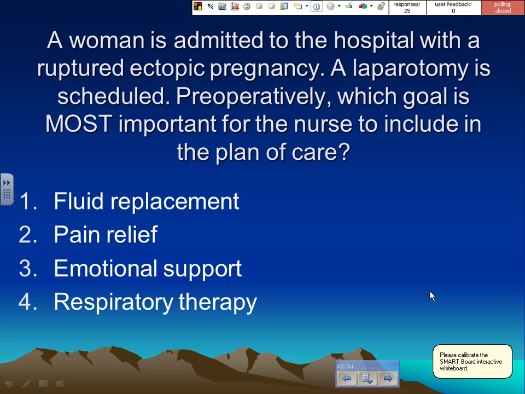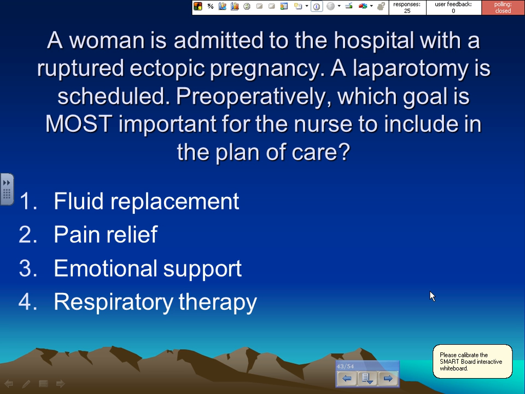Mm-hmm. Yeah, pain is huge. Pain is huge. Fluid replacement is huger. Because now, your name again? Donna. As Donna said, this patient has a ruptured ectopic pregnancy. So we know right now that she's bleeding internally.